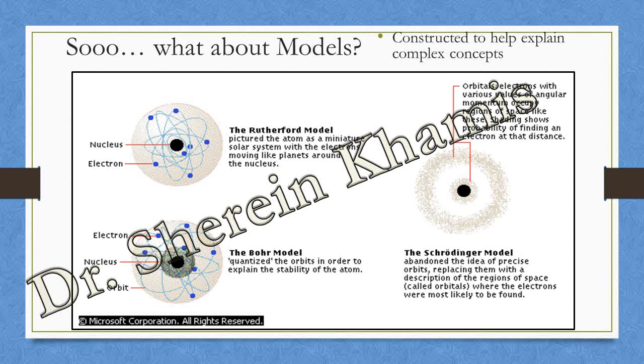If we take these orbitals containing electrons with various values of angular momentum, or a region of space like this shading here, the shaded area shows the probability of finding what? An electron at that distance. Okay, so we have here three models explaining the electron distribution: the Schrödinger model, the Bohr model, and the last one, the Rutherford model.